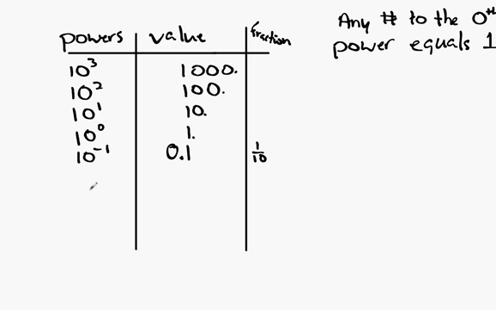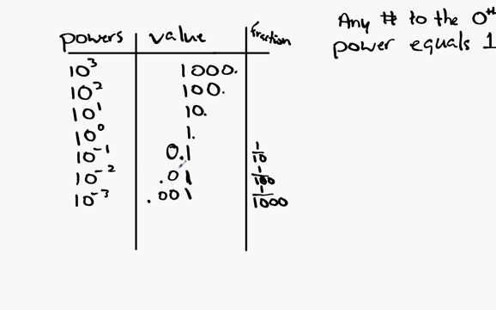So 10 to the negative second power would be 0.01, and that would be 1/100th. We kept going, one more. Last one: 10 to the negative third power would be 0.001, or 1/1000. Now hopefully you can see a couple patterns there.